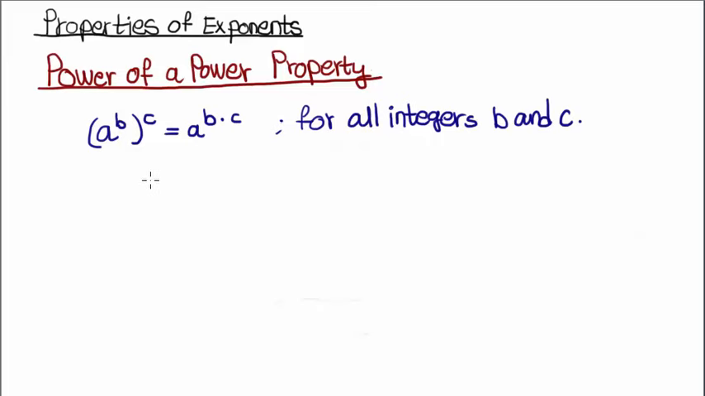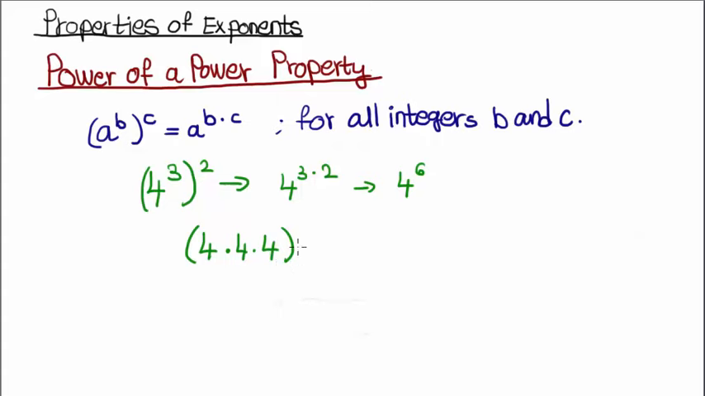Let's say I have something such as 4 to the power of 3, and that whole exponent is being raised to the power of 2, then this right here is the same thing as saying 4 to the power of 3 times 2. And that is the same thing as saying 4 to the power of 6. To verify this, let's do it the long way. 4 to the power of 3 is the same thing as saying multiplying the number 4 by itself 3 times. And when I raise this numerical expression to the power of 2, that is the same thing as saying this over here.